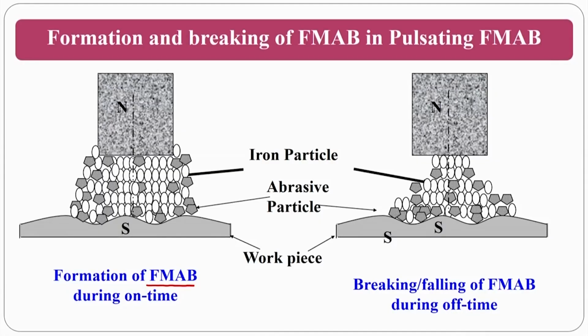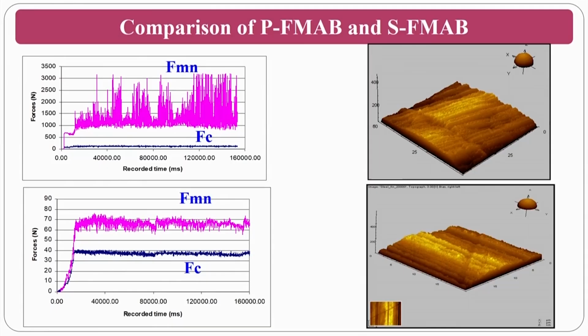What will happen? There is always a chance that as soon as the chain collapses, the abrasive particles also will disorient or dismantle from the chain, because of which new abrasive cutting edges may emerge for the finishing operation. That is the beauty about the pulsating flexible magnetic abrasive brush.